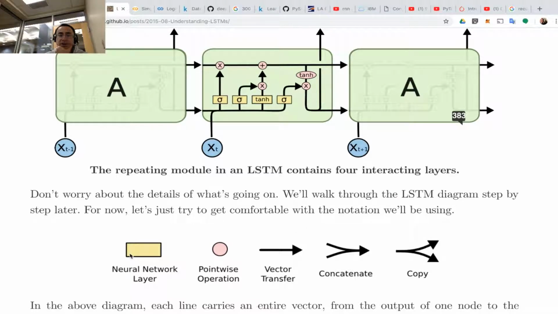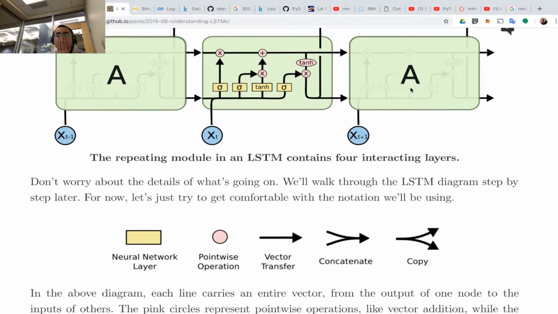So this is a neural network layer. This is pointwise operation, vector transfer, concatenate, and then this is copy. Interesting.